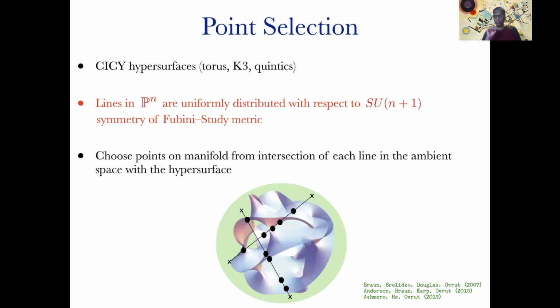All right, so one more thing, and then I can show you the results. So we need to choose points to study. The approach for doing this is to use the structure of the projective space. We've started with a complete intersection Calabi-Yau in a single projective space, and we'll consider Pn and choose pairs of points, draw lines between those points, and see where they intersect the hypersurface. The lines are uniformly distributed with respect to the SU(n+1) symmetry of the Fubini-Study metric. This approach has been used in various other investigations.